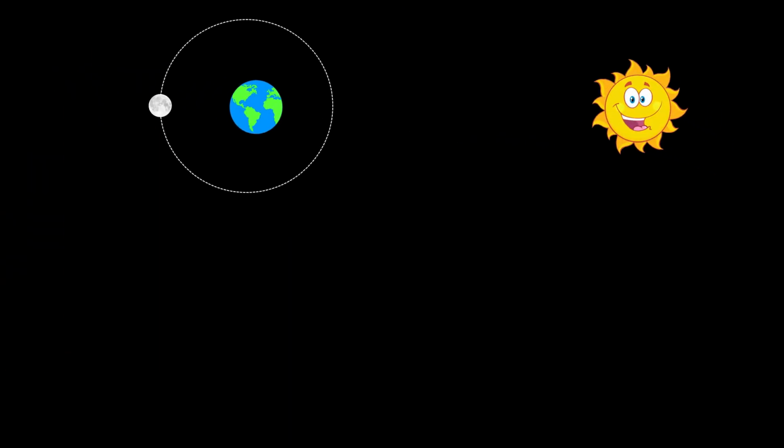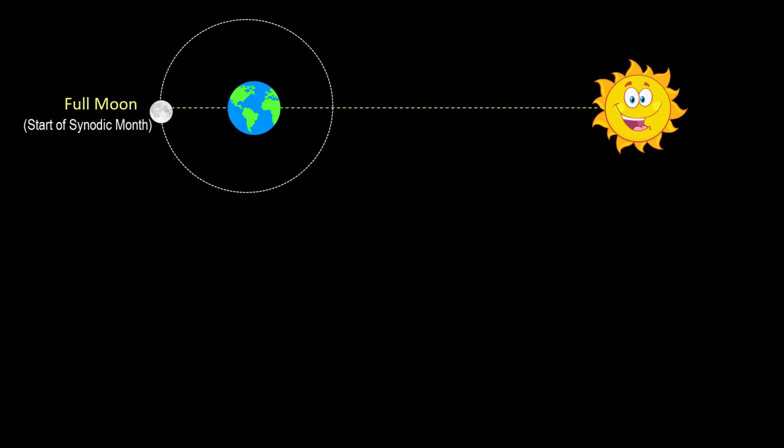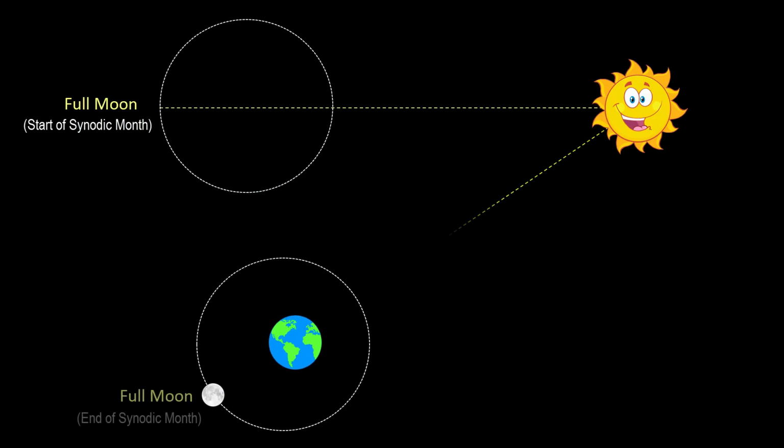The sun is also involved in the synodic period. The synodic period is the time it takes the moon to return to the same position in the sky relative to the sun when viewed from Earth. During its full moon phase, the moon completes one full orbit around the Earth and realigns with the sun in roughly 29.53 days.